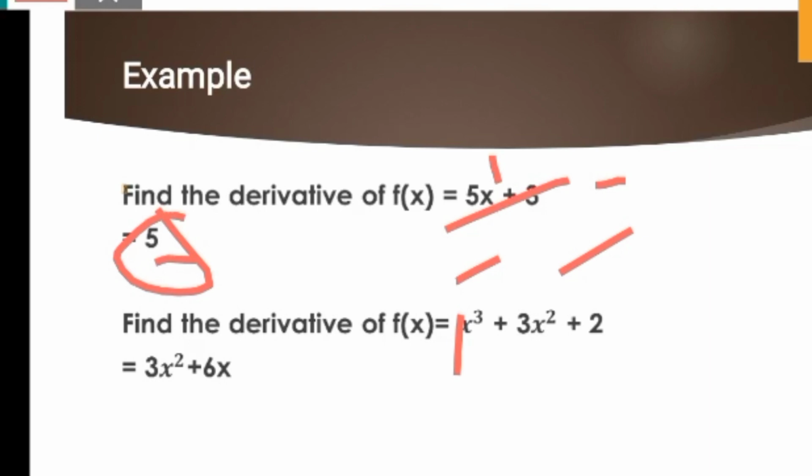And then in the second equation, 3 times 1 is 3. So 3 minus 1, so 2. So we have 3x squared, and then the second term, 2 times 3, so we have 6. Then 2 minus 1, so we have 1. So that's why we have x here. So 3x squared plus 6x. Then we have to cancel 2. So the answer to problem number 2 is 3x squared plus 6x.